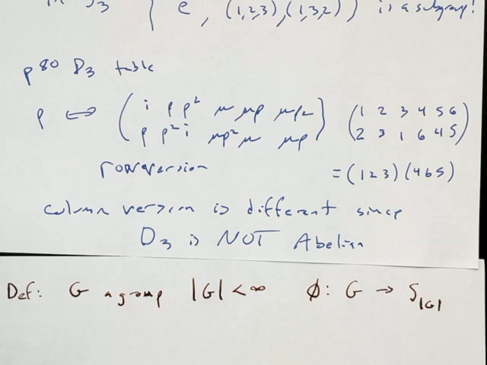D3 had 6 elements in it. We got permutations that live in S6. The first group we did had 3 elements in it. We got permutations that live in S3. If I have 100 elements, I get permutations in S100.